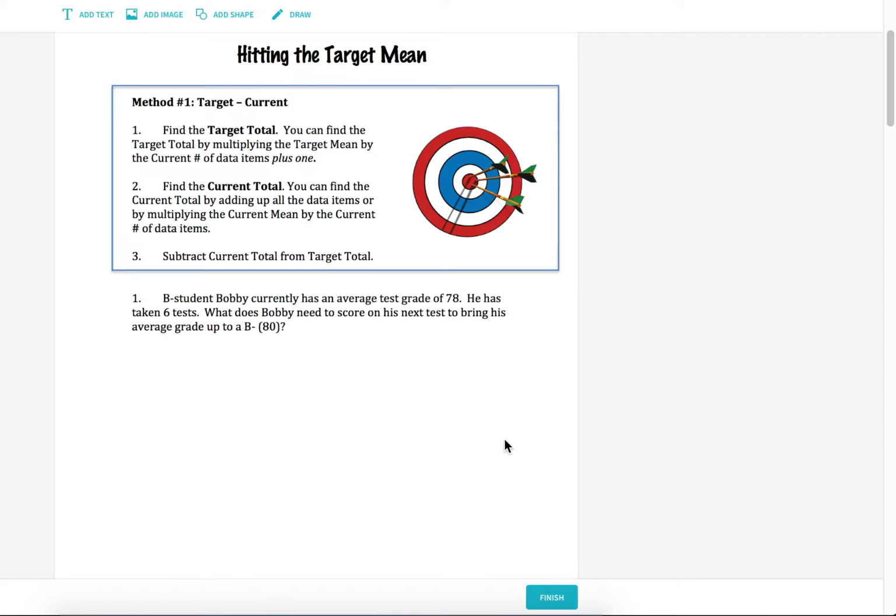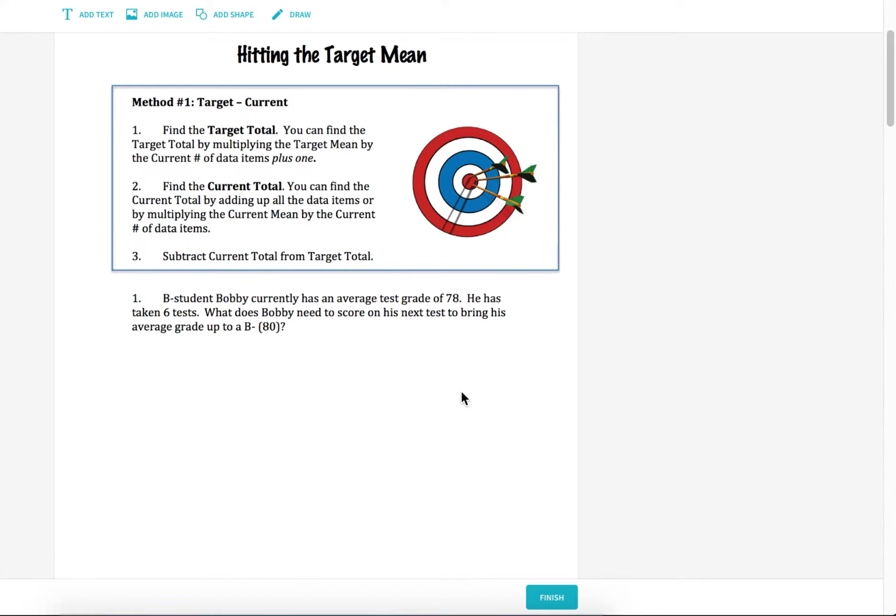So method one is the target total minus current total method. We're going to find the target total, what we're trying to get to. We're going to find our current total, and then we're going to subtract to see how far we have to go. So let's take a look at that method in the context of this first problem.